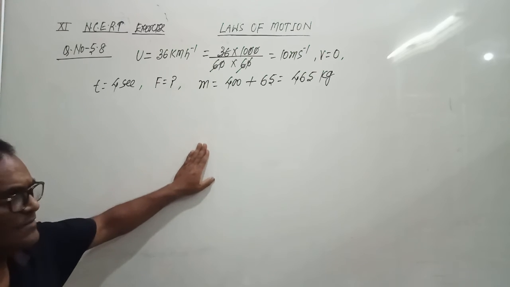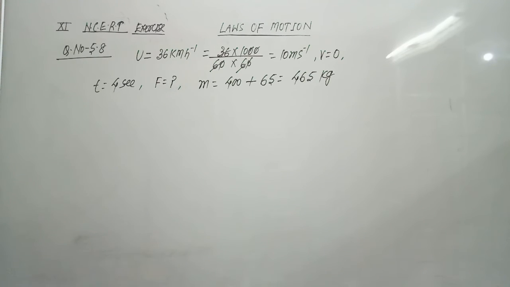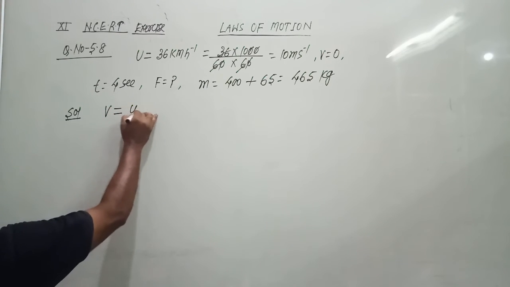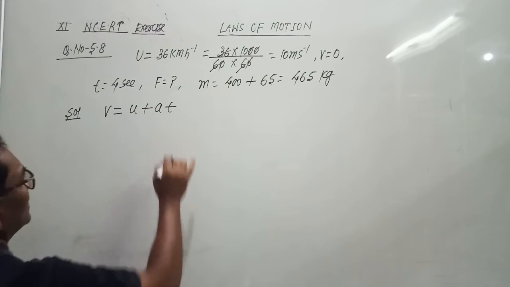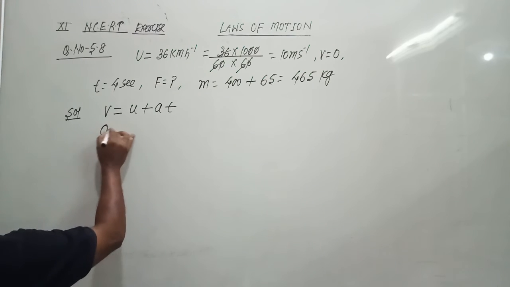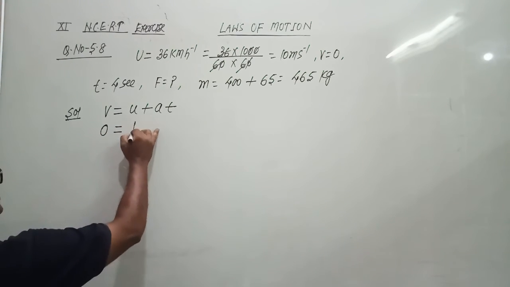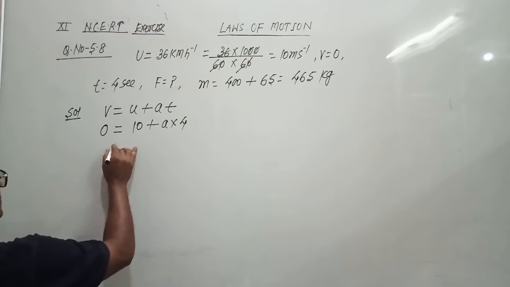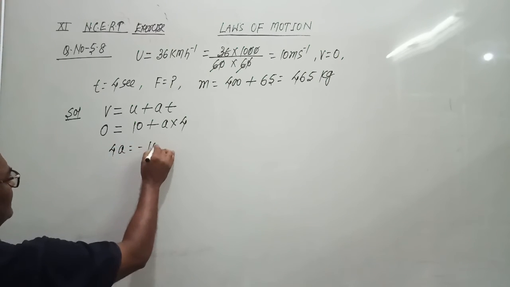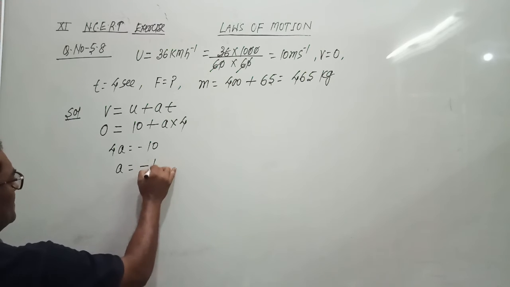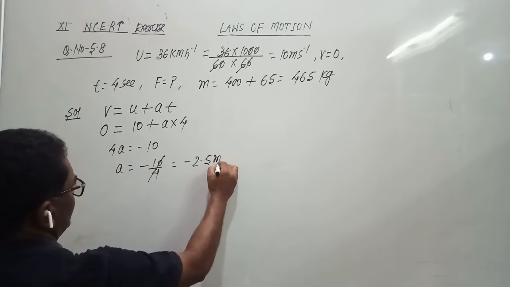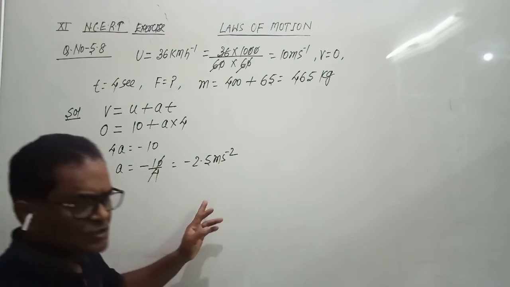To calculate the retarding force we will have to find the acceleration first, and for finding the acceleration we use the formula v equals u plus at. The value of v is 0 when the three-wheeler comes to rest. u is 10, acceleration we have to calculate, and time is given as 4 seconds. So 4a equals minus 10, and the value of a is minus 10 by 4, which is minus 2.5 meter per second square.